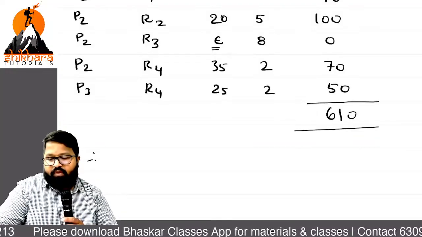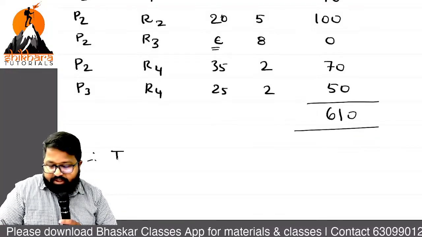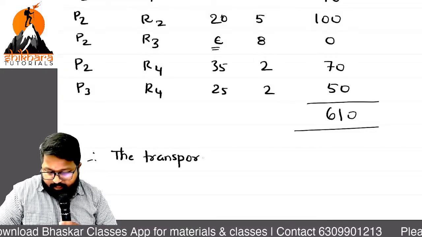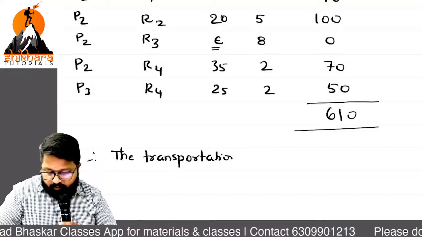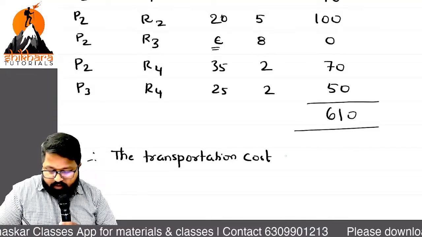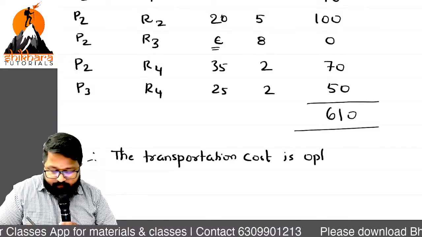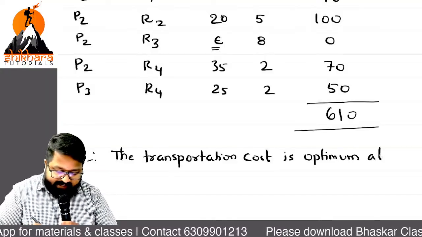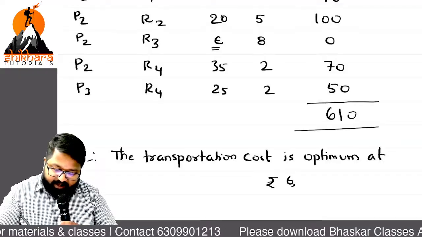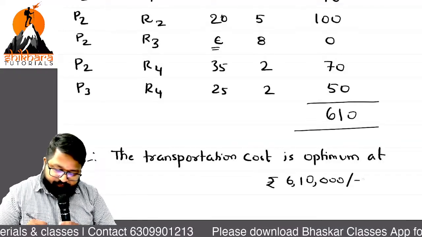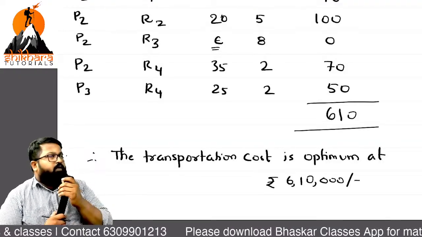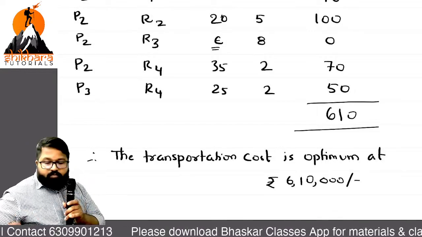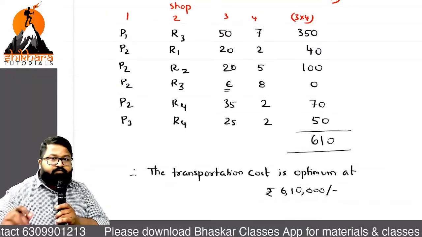Therefore, the transportation cost is optimum at rupees 6,10,000. Copy this part now.